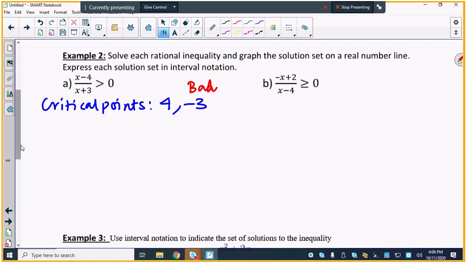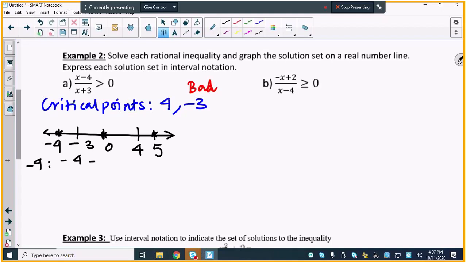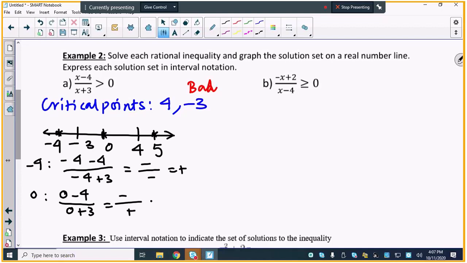So what I do now, I do the number line. Again, smallest to largest, so negative 3 to 4. Testing points, and let's take negative 4. This one I can take 0 and 5. And then you find the sign of the rational function at each of the testing points. So you do negative 4 minus 4 over negative 4 plus 3. That's negative on the top, negative on the bottom, so this is a positive. At 0, we get 0 minus 4 over 0 plus 3. So the top is negative, the bottom is positive, total sign is negative.